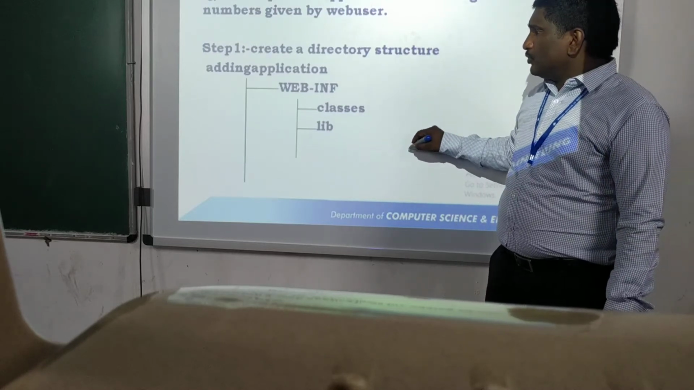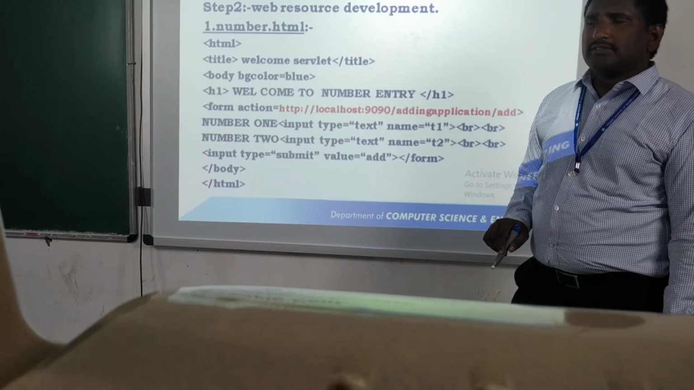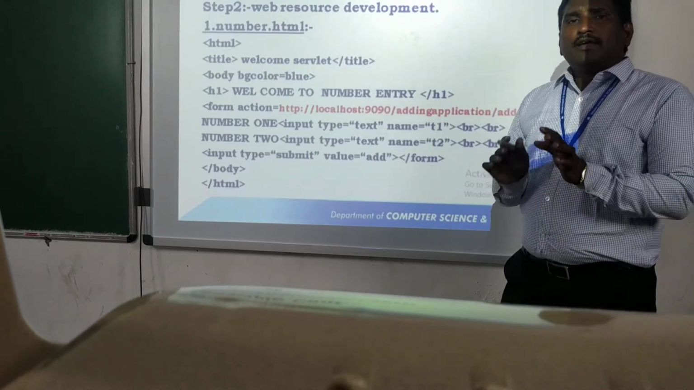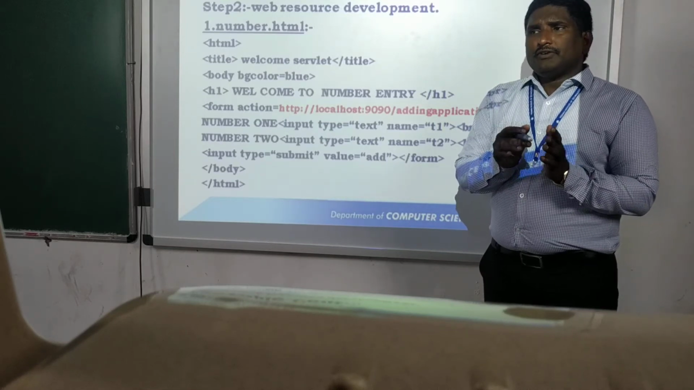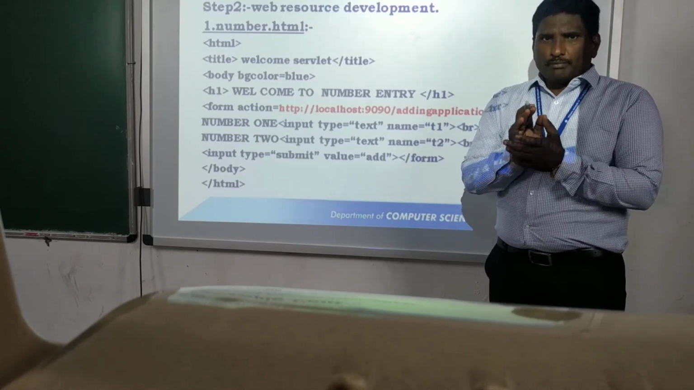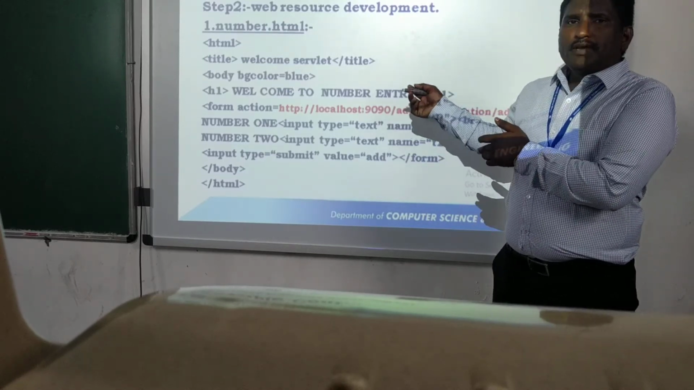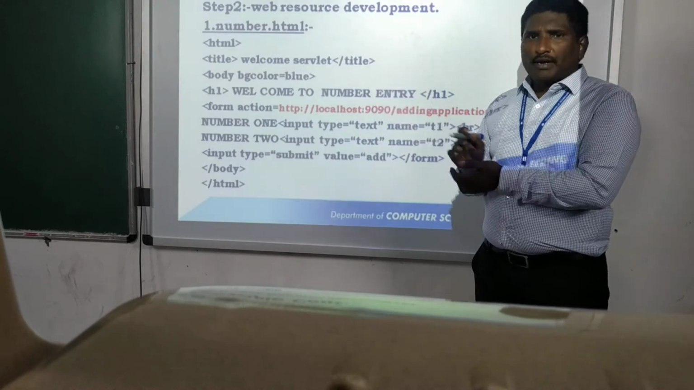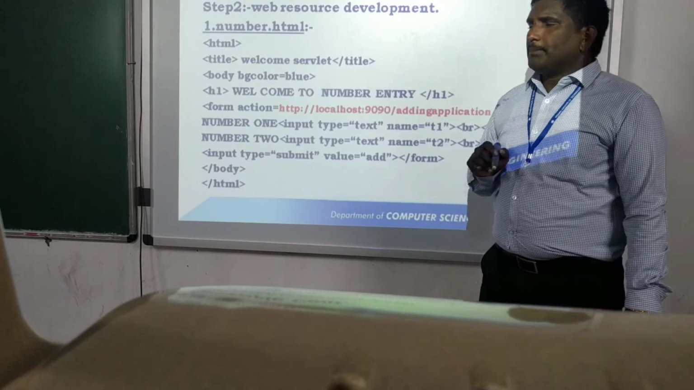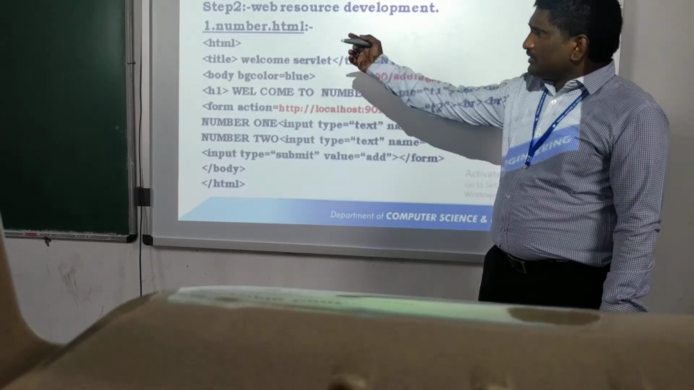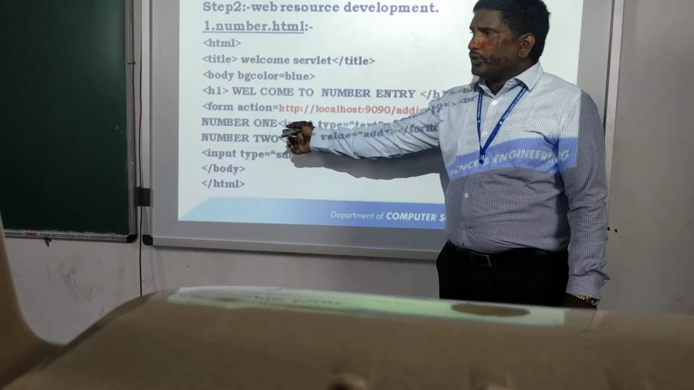And then step 2, I need to develop web resources. Here the web resource is where the end user is able to enter 2 numbers, and upon submitting, he will get the addition of those 2 numbers. So you have to develop web pages. Here I am using HTML tags. So my file name is number.html. These are all HTML tags, which everybody knows nowadays.